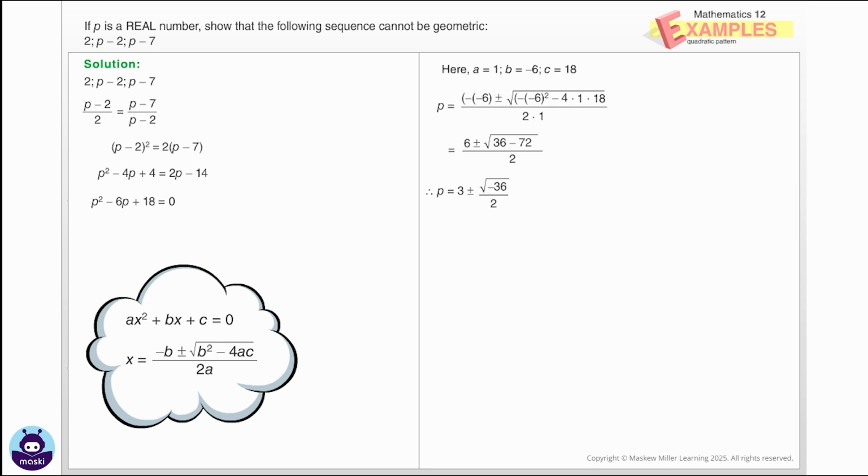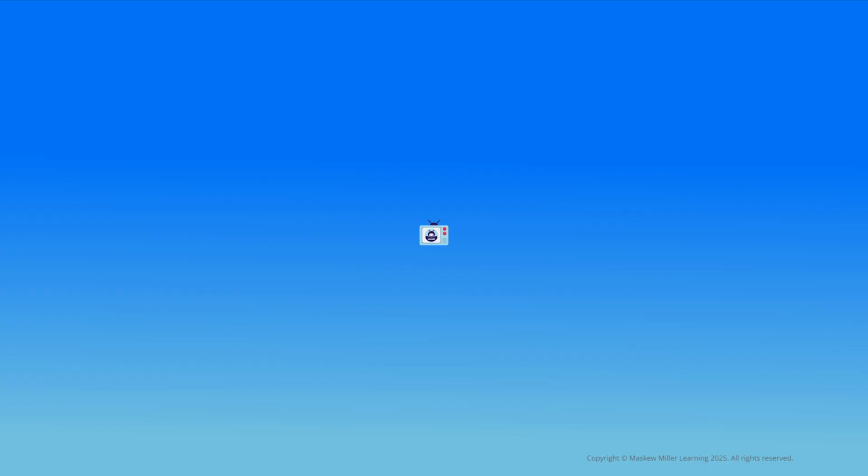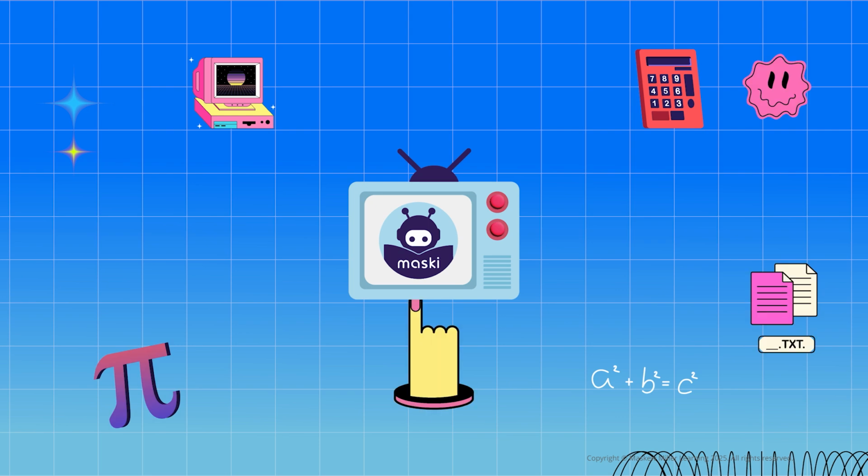The values of p calculated from the quadratic equation are non-real, since the square root of a negative number is not real. This means that for the sequence to be geometric, the values of p need to be non-real. So we can conclude that if p is a real number, the given sequence 2, p minus 2, p minus 7 cannot be geometric.